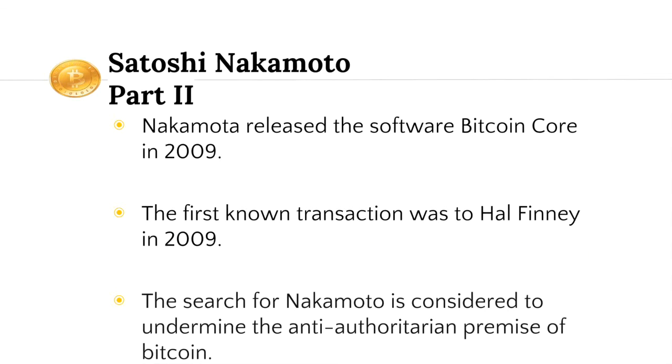The software for mining or discovering Bitcoin that I referred to earlier was released in October 2009, and Satoshi Nakamoto then made the first transaction of Bitcoin to Hal Finney later that year. Many people in the Bitcoin community consider the anonymity of Satoshi Nakamoto to be an underlying principle of the transparent, decentralized network that is Bitcoin.